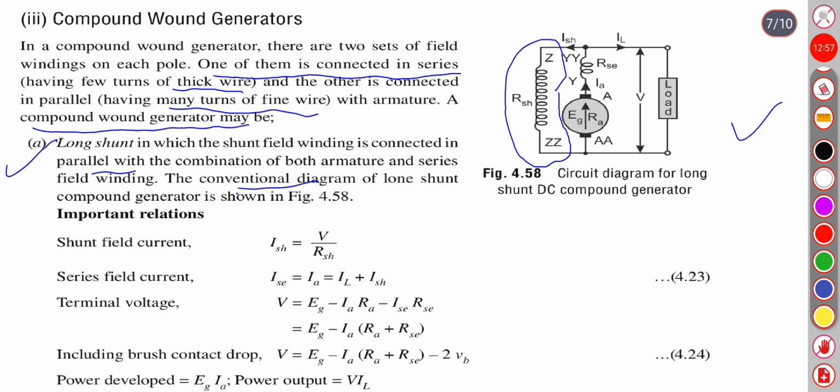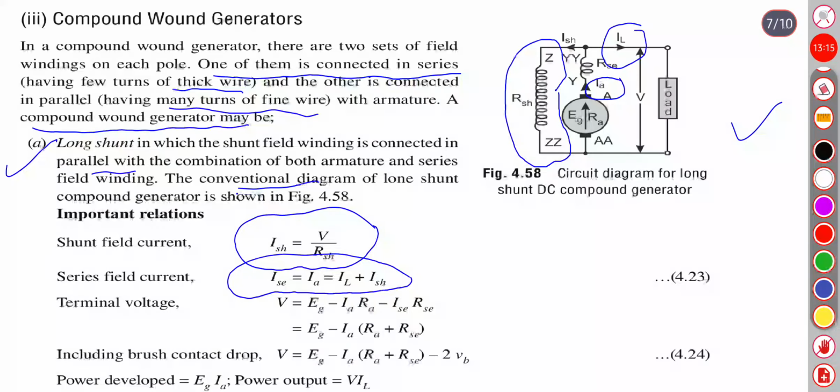Now the important relations: shunt field current ISH will be V upon RSH, and ISE or IA will be equal to IL plus ISH. This is IA, this is IL, and this is ISH. Terminal voltage V will be Eg minus IARA minus ISERE, and if we know the brush contact drop, we can subtract 2 VB from this equation. So the power developed by the DC generator will be V into IL.